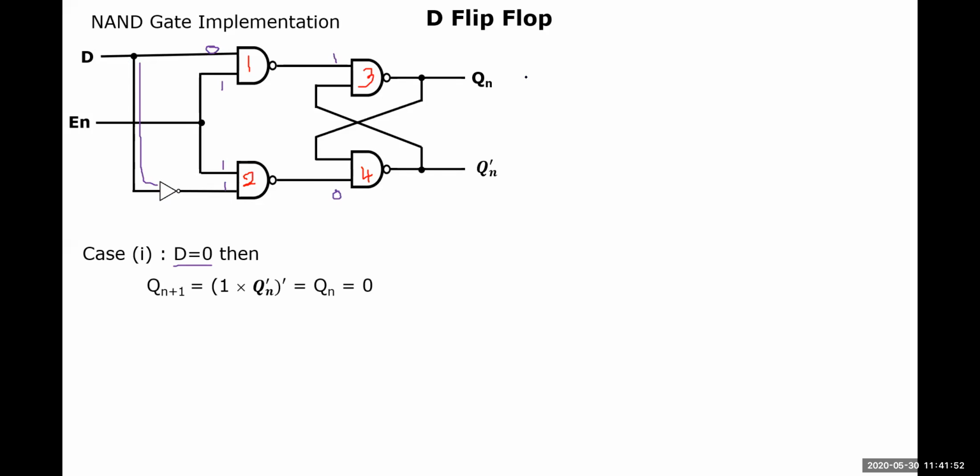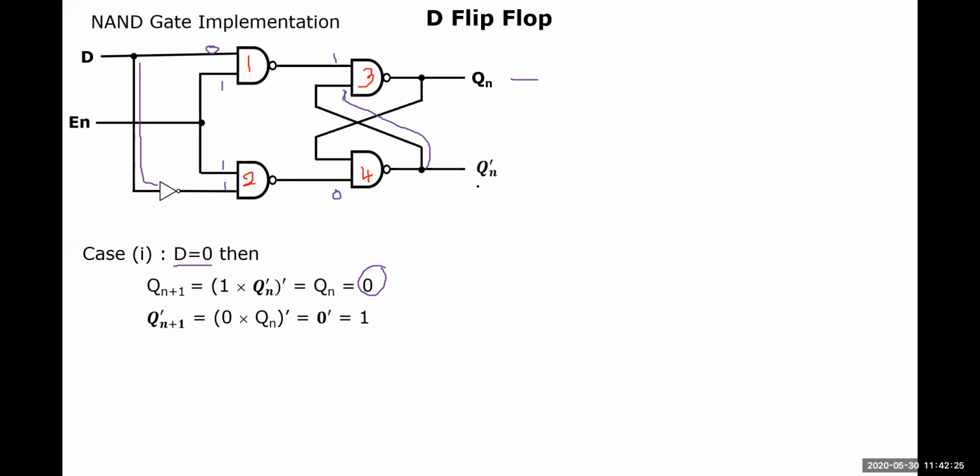Qn plus 1. At this place, we need to identify Qn plus 1, which will be equal to, one of the inputs will be 1, and the second input will be this particular area. So this way, Qn plus 1 equal to 1 into Q complement n, whole complement. That is 1 into Q complement n equal to Q complement n. Q complement n whole complement equal to Qn. How it comes to 0, let me explain after a while. Just wait for one moment, I will explain.